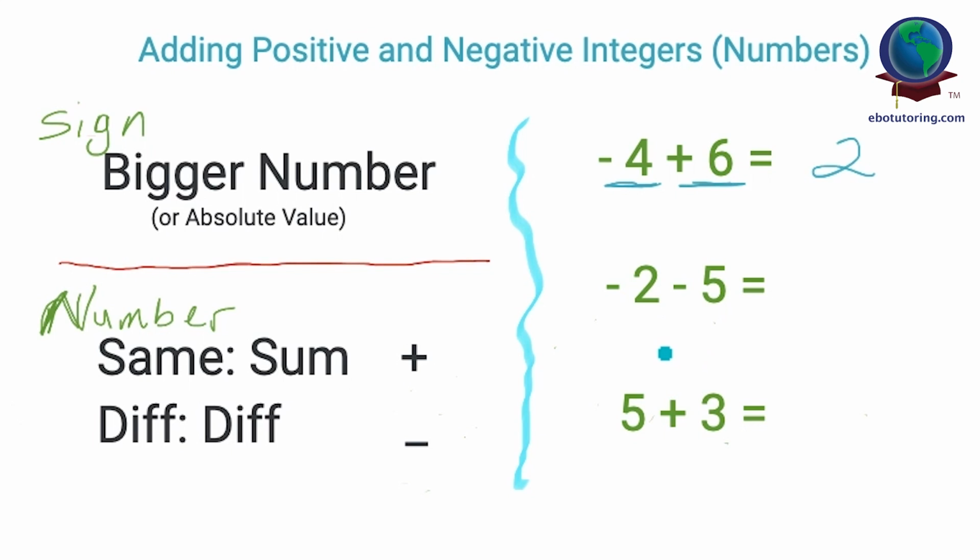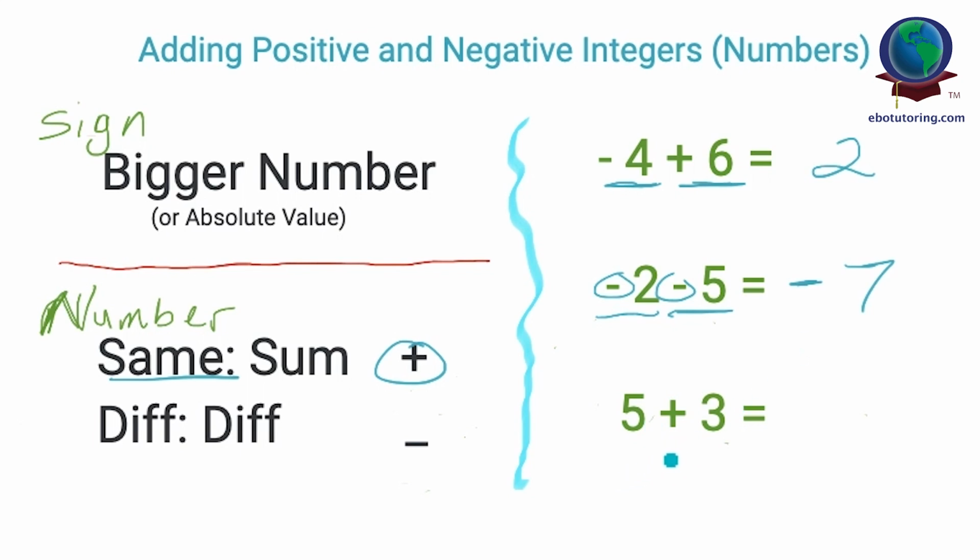Here we go. Let's move down. We can already see the 5 is bigger than 2 and the 5 is negative. There's a negative sign in front of it. So the answer is going to be negative. But they're the same sign. The 2 is negative and the 5 is negative. They both have negative signs in front. Therefore, you're going to add. Same means sum. Add them. Negative 7. There it is.